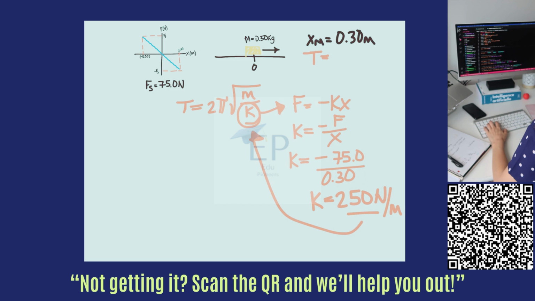And we can now take that and substitute that back in up here into our equation for our period. So we have T equals 2 pi times the square root. The mass of the block is 0.50 kilograms. Our k value is 250 newtons per meter. So we end up with a T value of 0.281 seconds. So our period is 0.281 seconds.